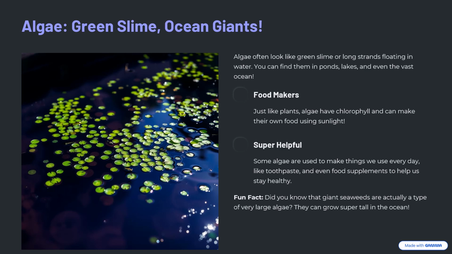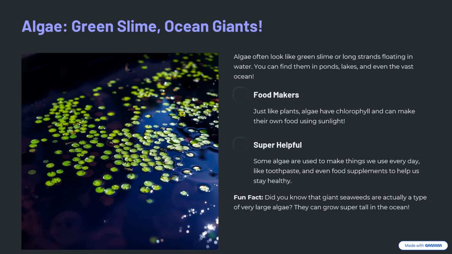Our next microorganism is algae. You can see algae in green color. So we are calling them green slimes and ocean giants. These algae look like a green slime and long strands floating in water. You can see them in ponds, lakes, and even the vast oceans. Algae are also used in food making.